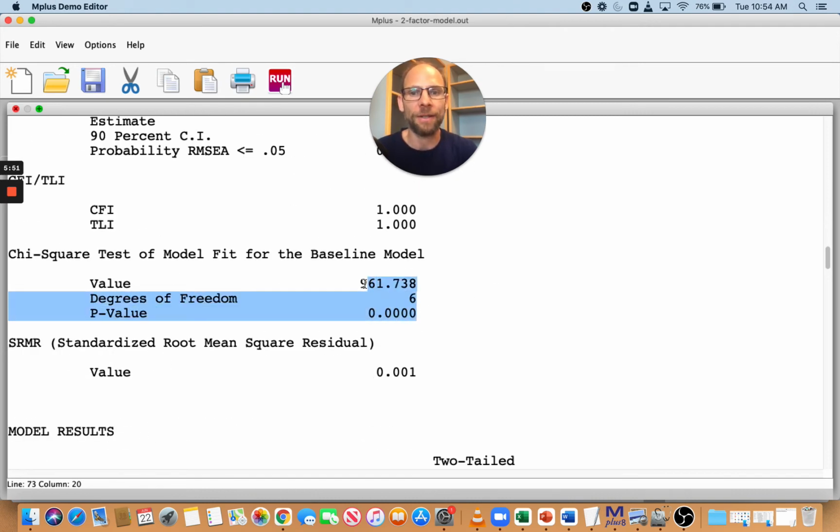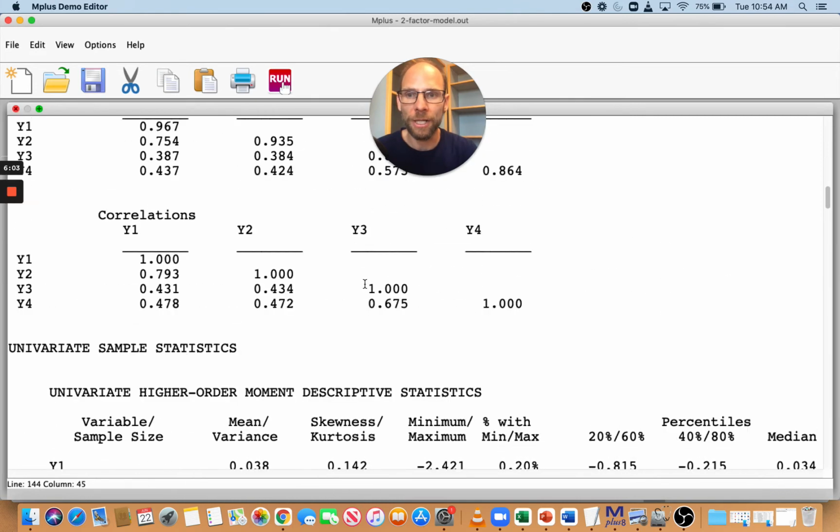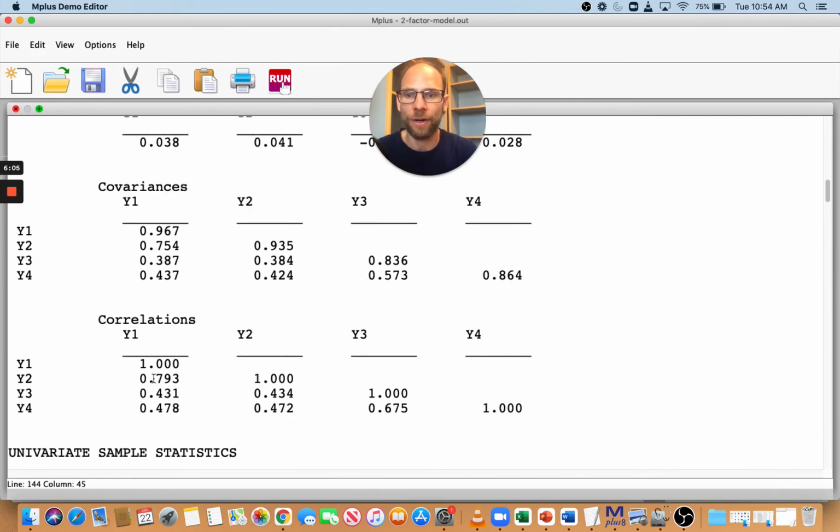This test is significant, indicating that there are significant relationships among at least some of the variables in our data set. And you can see that too when you look at the correlation matrix, which is the standardized covariance matrix. Here you can see we have some very substantial correlations. One is almost 0.8, one is 0.675. The other ones are also substantial, between 0.43 and 0.48. So obviously those are all significantly different from 0 in a decent sample.